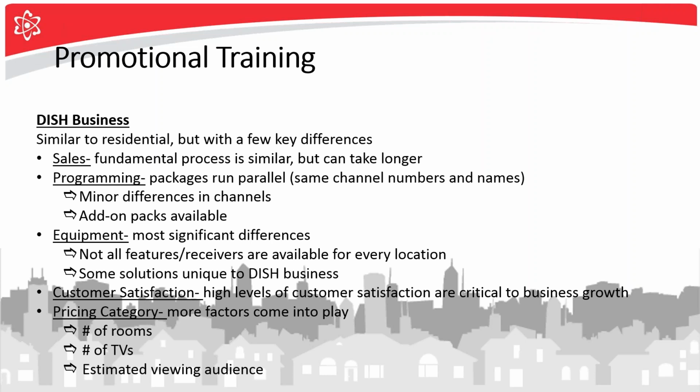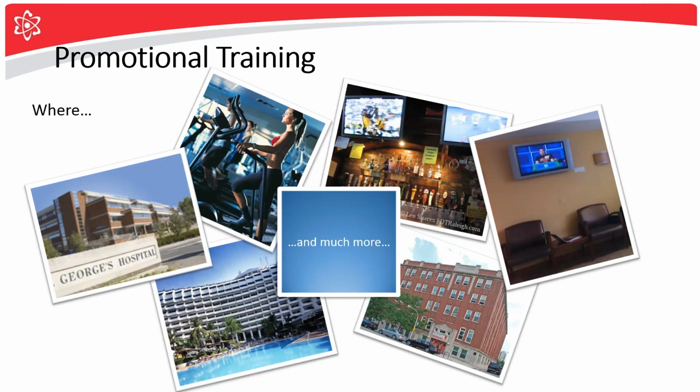And then as far as pricing, your main packages, you'll notice, have the same pricing, and then there are a few variances that change the price, such as how many rooms, how many TVs, the estimated viewing occupancy, and what kind of business it is. And we're going to be taking a look at all of these things. Now, essentially, you can sell DISH anywhere that you have or can have a TV. And that's going to include any kind of home or business property.